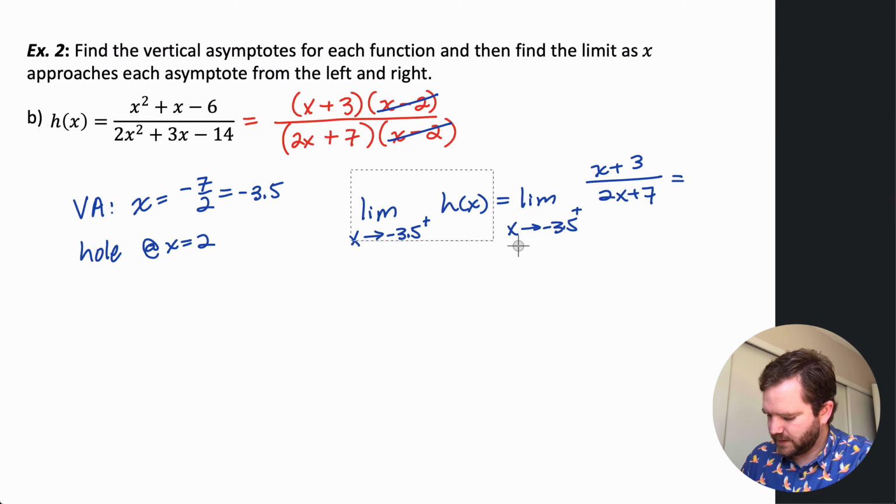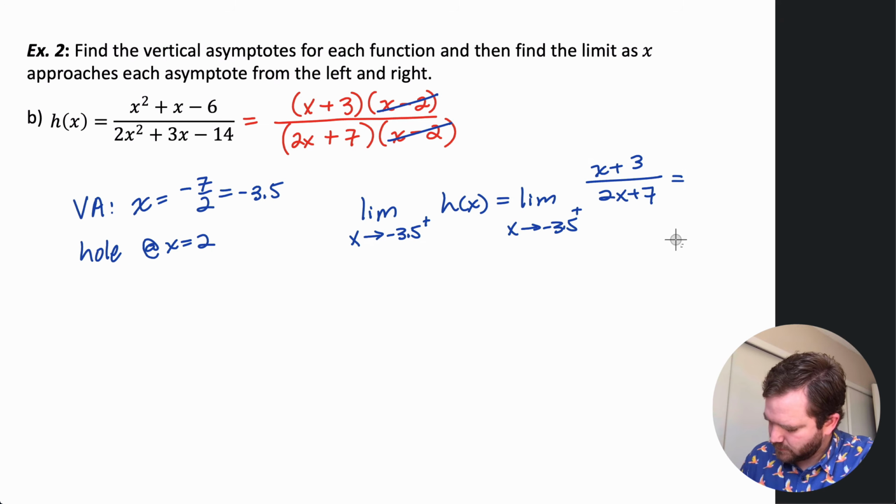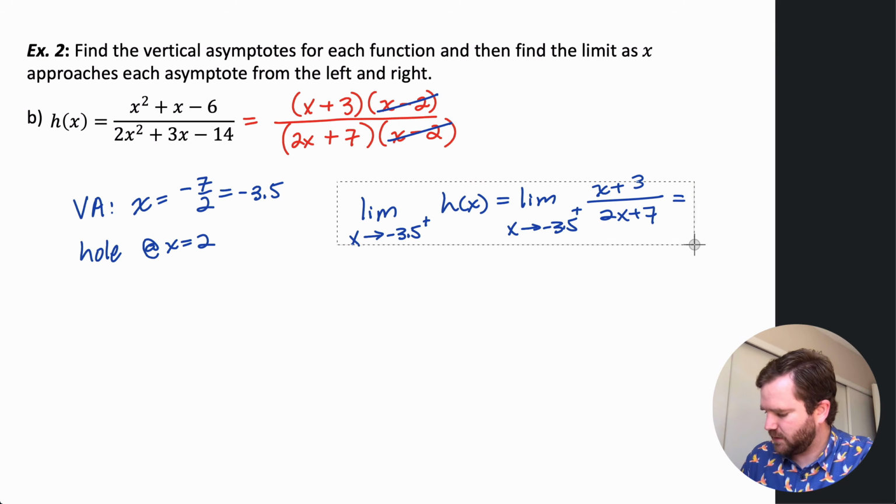And I'm going to be a little bit lazy, and I'm actually just going to copy all of this stuff to help me rewrite my limits. Well, let me first move this down here. And then copy this.